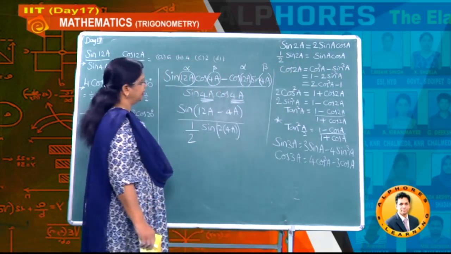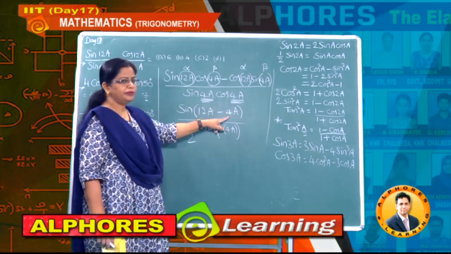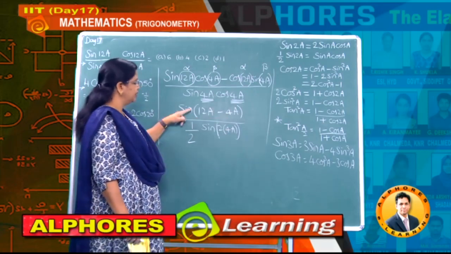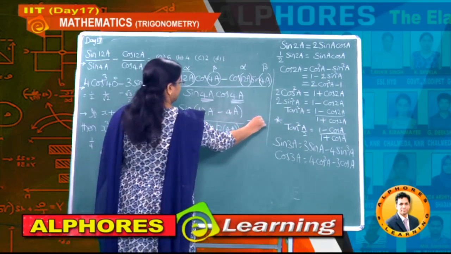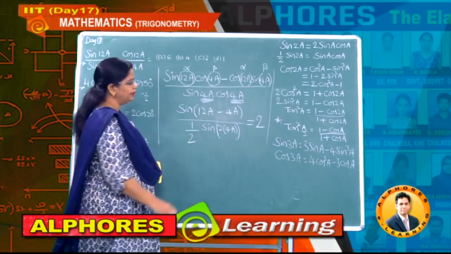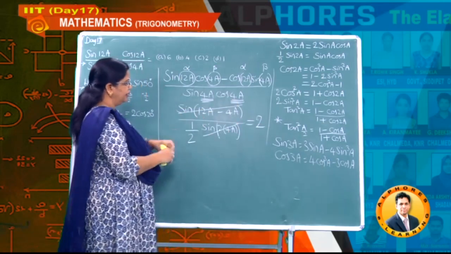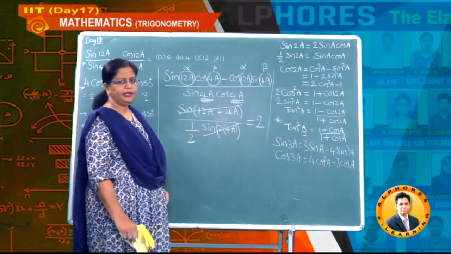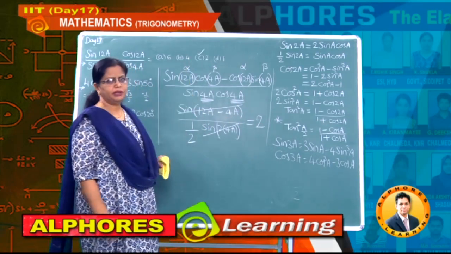And now we observed, this is how much, students? 8A. 12 minus 4 is what? 8, isn't it? So sin 8A gets cancelled. Finally what is the answer you got? It is nothing but 2. 12 minus 4, sin 8A by sin 8A, and 1 by 2, you got finally 2. Therefore what is the answer here? It is nothing but option C.